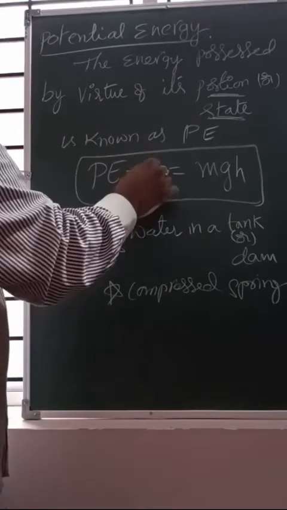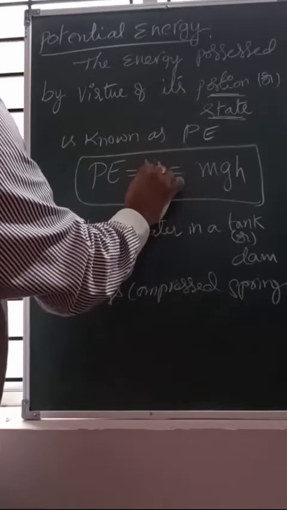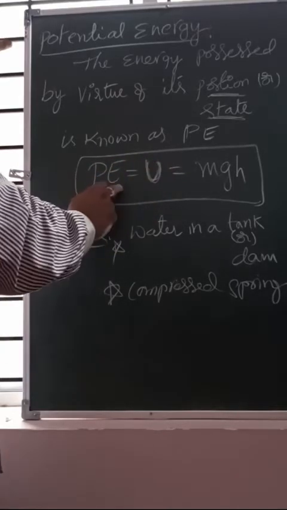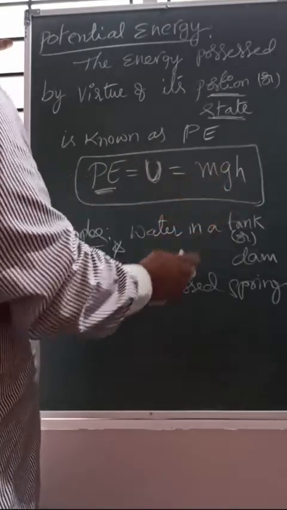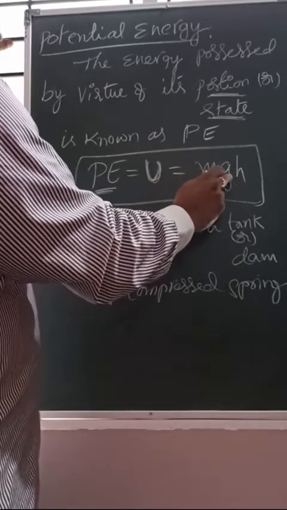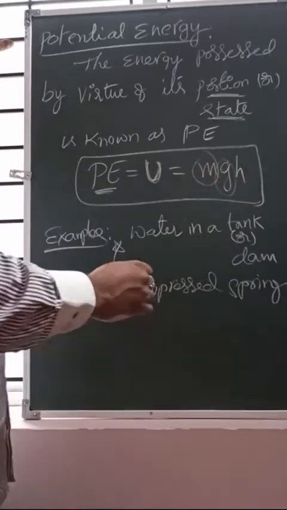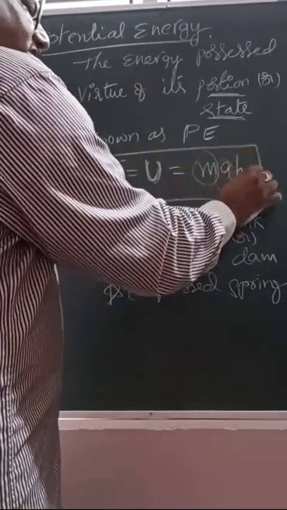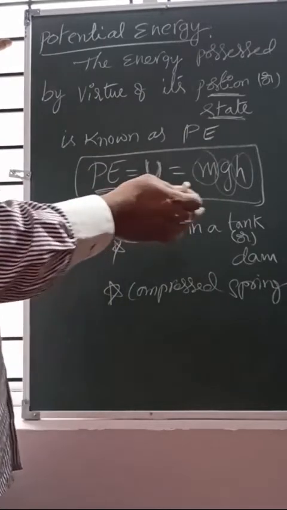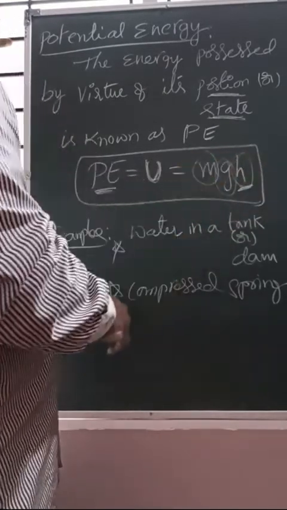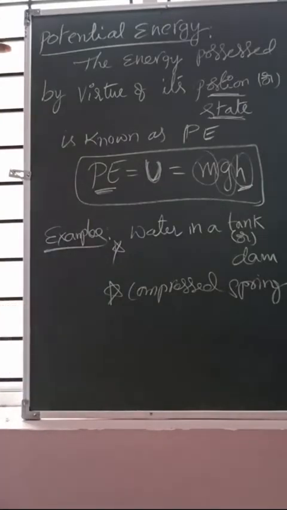Potential energy can be represented with either U or PE. Whatever it may be, note it down. Potential energy P equal to mgh, or U equal to mgh. M is the mass of the body, g is acceleration due to gravity, h is the height where you placed the body from the ground. Remember, height is from the ground only. Clear?